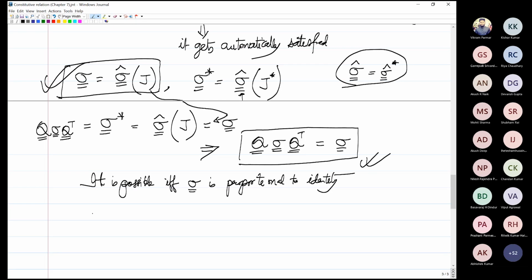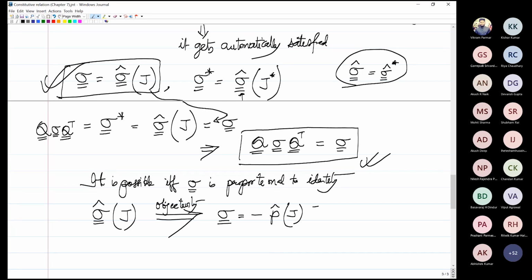So this is indeed putting a restriction. What it says is that if we say that the sigma response function only depends on J, then employing objectivity, it says that you cannot have 6 arbitrary functions here. The sigma will be such that you have just a scalar response function, which we will denote by the pressure function p hat depending on J times identity.